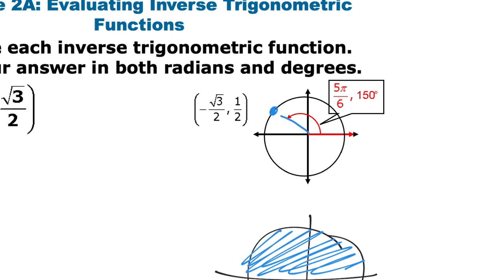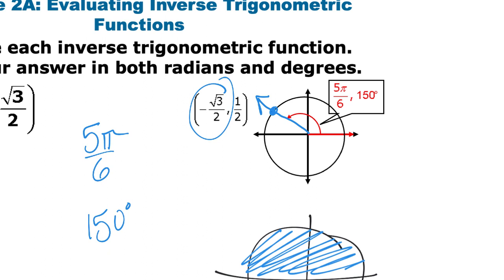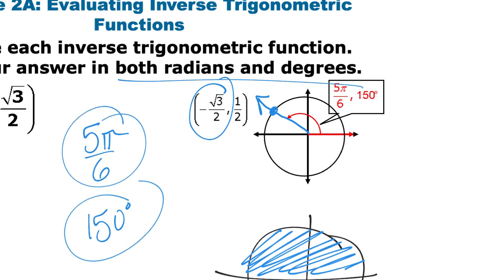And I'm just going to draw a line going through that, because that's where our cosine, or our x value, is negative square root 3 over 2. And when you look on your unit circle, you will see that this goes along with the point 5 pi over 6, or in other words, 150 degrees. Now this problem wants your answer in both radians and degrees.